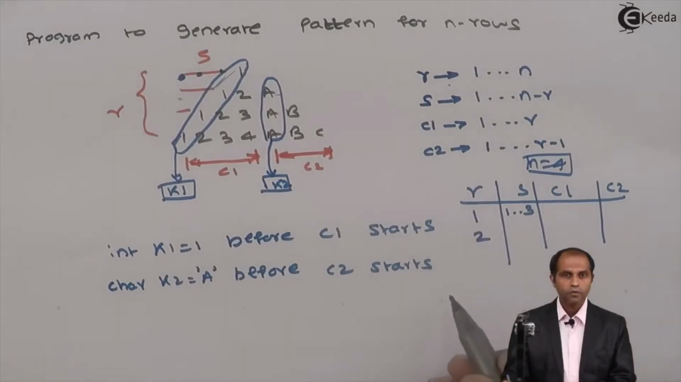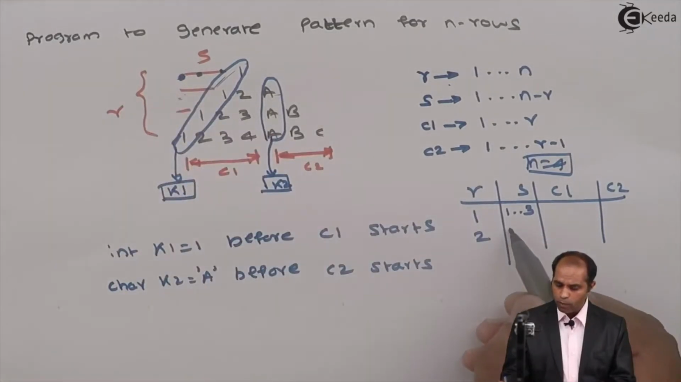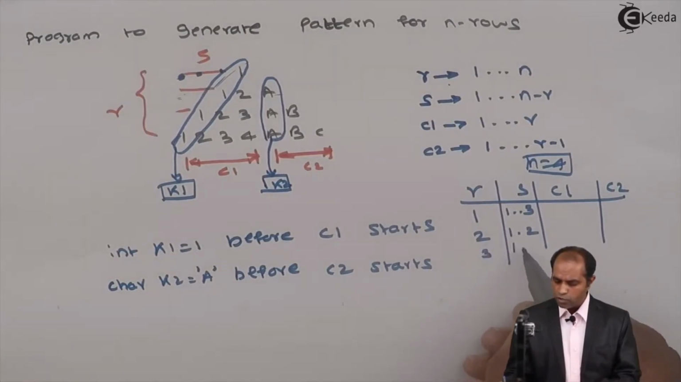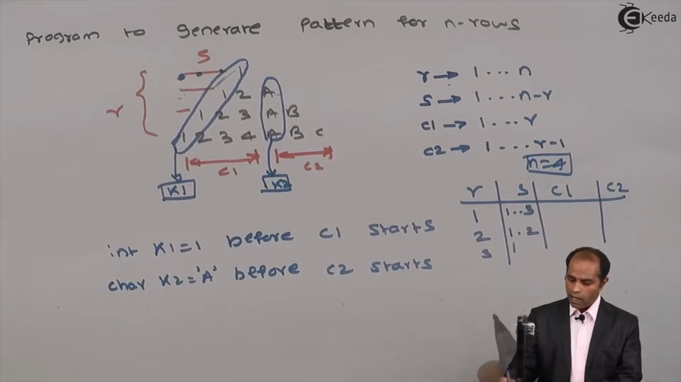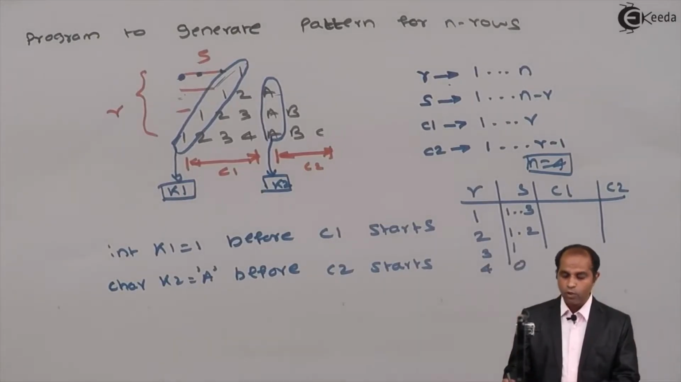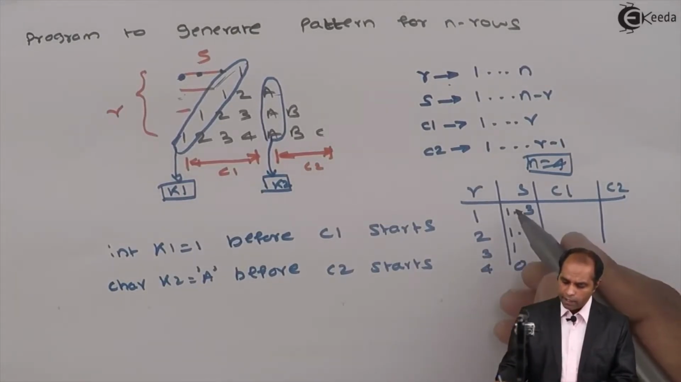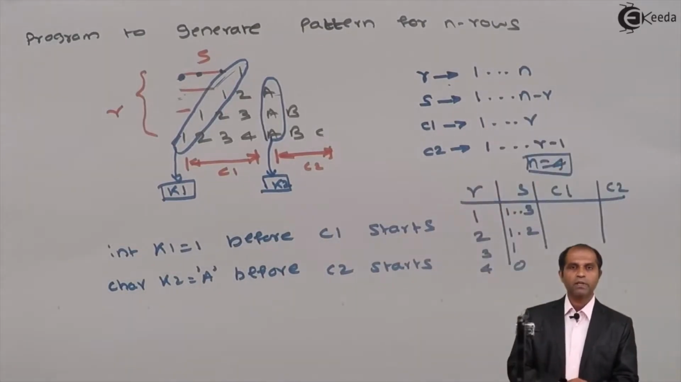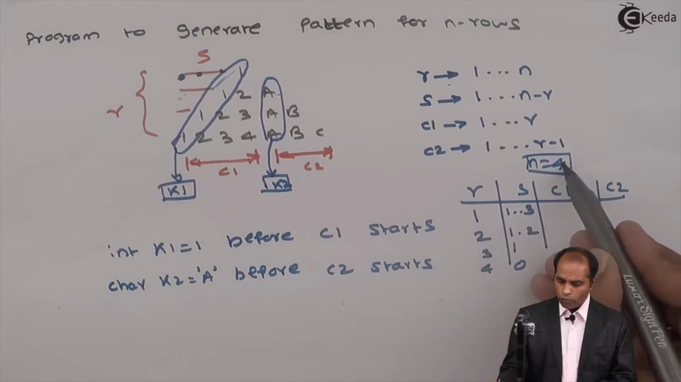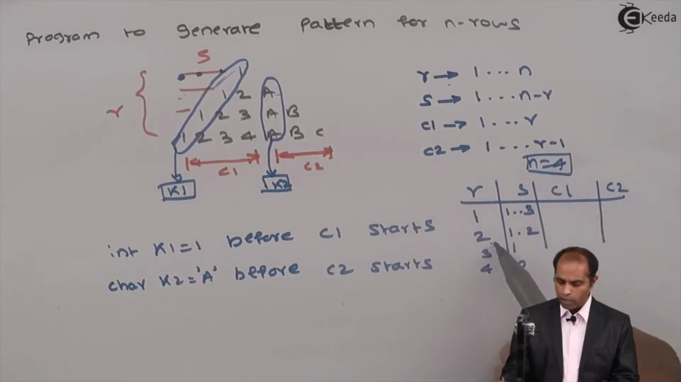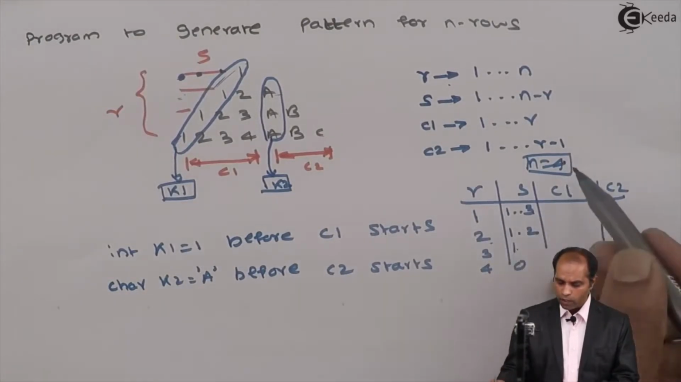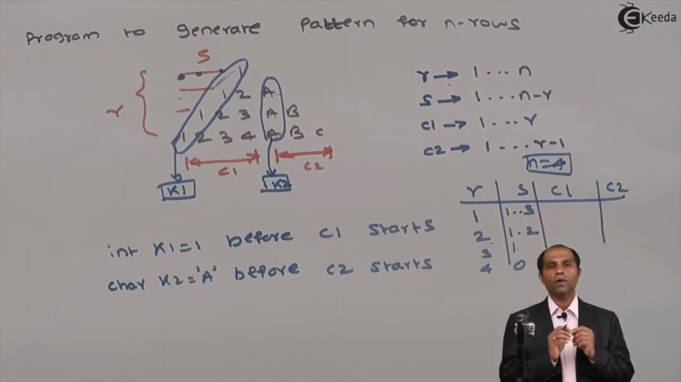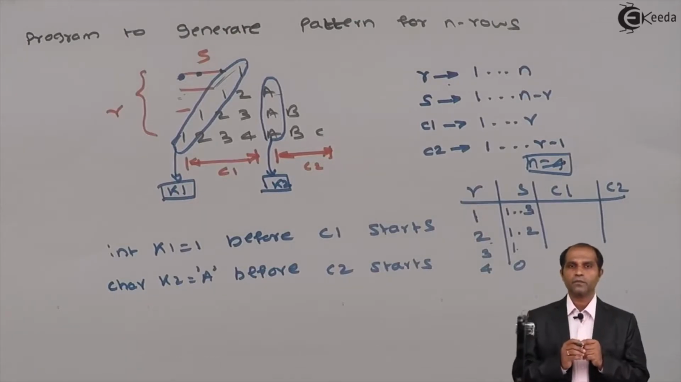When R is 2, your S has to just move by 2 spaces, 1 to 2. When R is 3, your S has to move by only 1. When R is 4, your S has to be 0. When I check this, I'll say that except the last row, always S begins with 1. n is 4, 4 minus 1 is 3, 4 minus 2 is 2, 4 minus 3 is 1, 4 minus 4 is 0. So I'll conclude that S is going to start with 1 and end at n minus r.